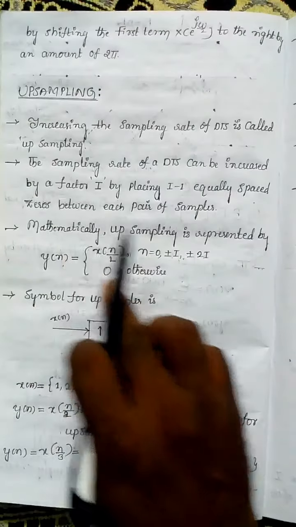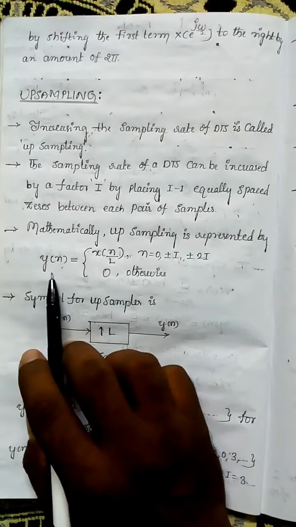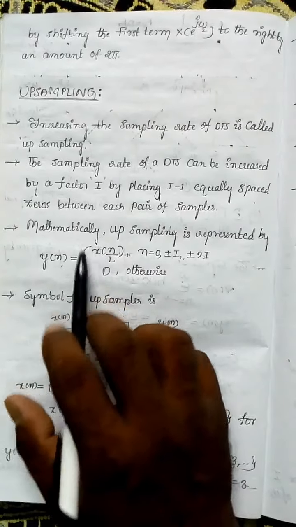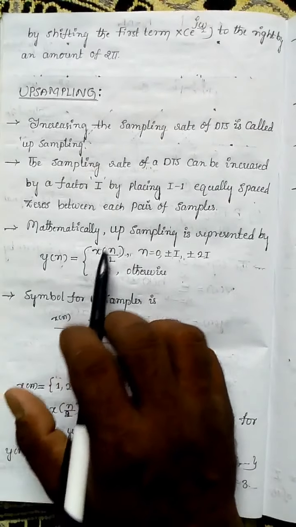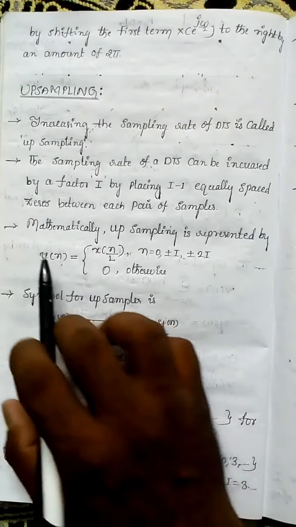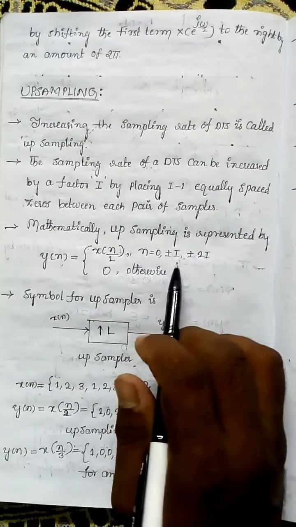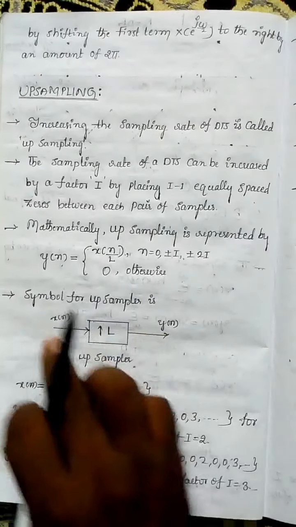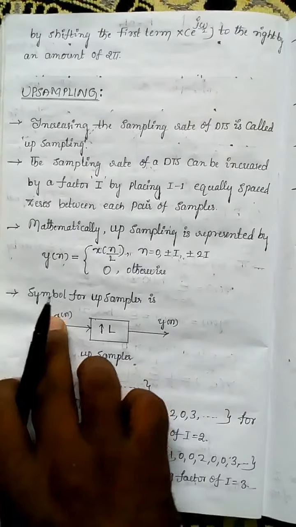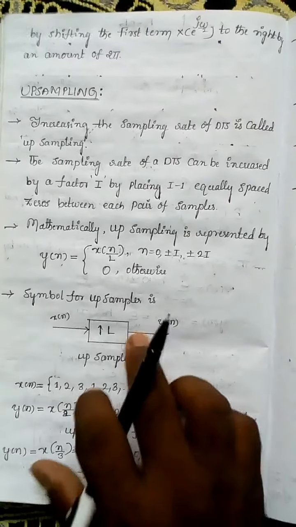This is the mathematical representation of upsampling: y of n is equal to x of n by L, which is the functional representation of the signal, and this should be satisfied in this region only. So y of n is 0 otherwise. This is the mathematical representation for upsampling, and this is the symbol for upsampling. Upsampling means just upwards. X of n is the input and y of n is the output signal. This is the symbol for the upsampler.